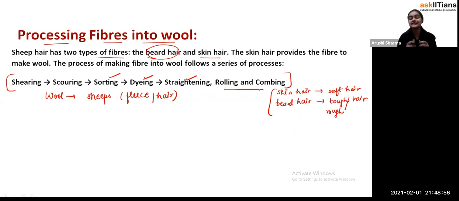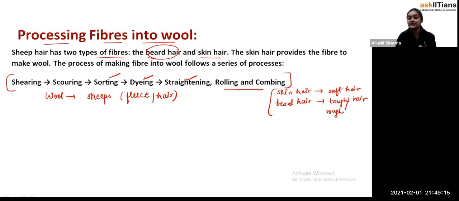After that, straightening will be done, rolling will be done, and combing will be done. So that's how we produce the perfect kind of fiber, and then we convert the fiber into yarn, then yarn into fabric, and that's how we get the wool fabric, and that's how we produce the woolen clothes. So this is the whole process.